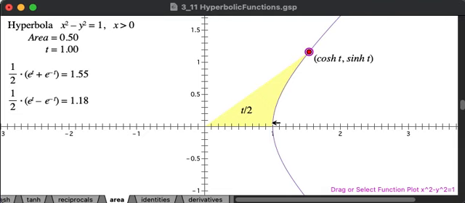And you can draw a similar picture for circular functions where, if you have cosine squared plus sine squared equals 1, so cosine t and sine t can be seen on a circle, and the t over 2 is actually the area of a circular sector in there. Anyway, there are a lot of analogous behaviors between the circular functions, which we think of as our regular trig functions, and these hyperbolic functions.